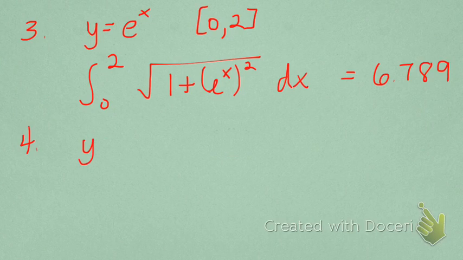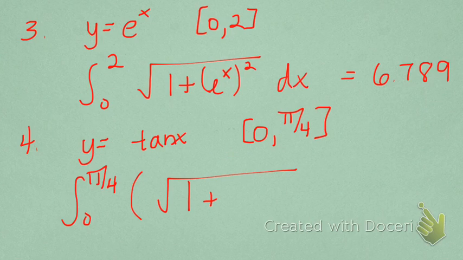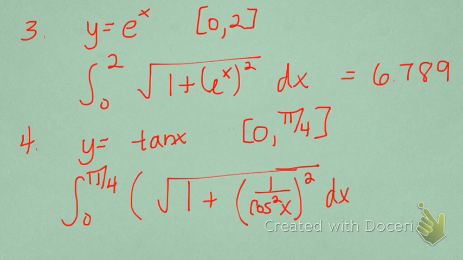Last one, let's say that you have y equals tangent of x, going from 0 to pi over 4. Be sure that you're in radian mode. So this is 0 to pi over 4 of the square root of 1 plus the derivative of tangent, 1 over cosine squared. That might be hard to remember. And then square. So you find the derivative and then you square it. All goes underneath the square root. Make sure you try this one in the calculator just to be sure that you understand how to put it in. And I got 1.278.